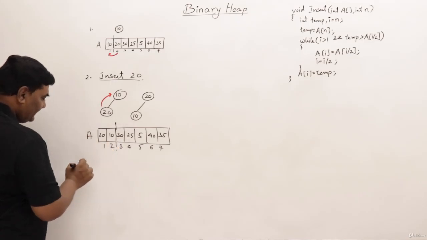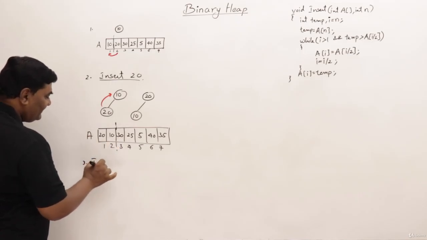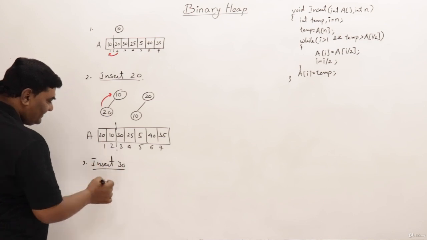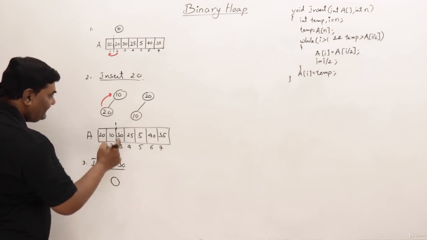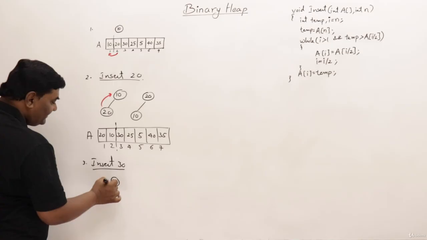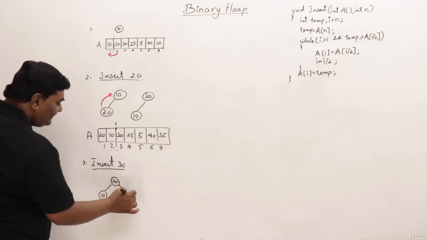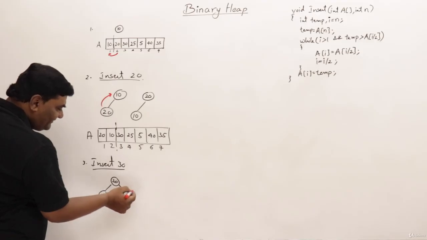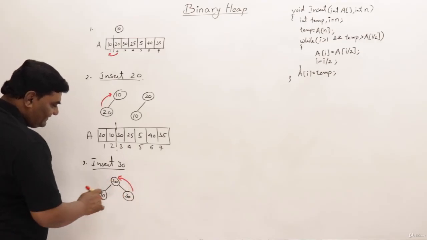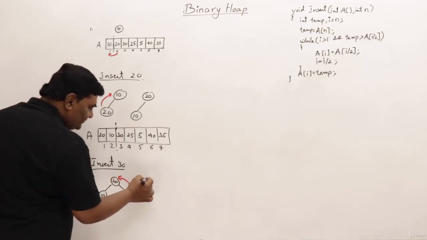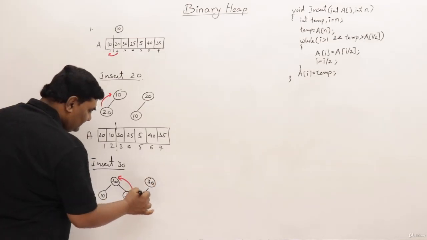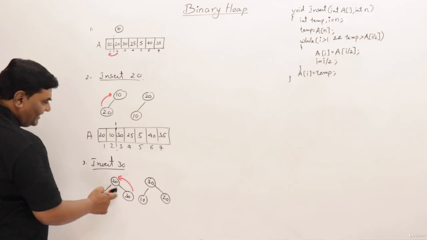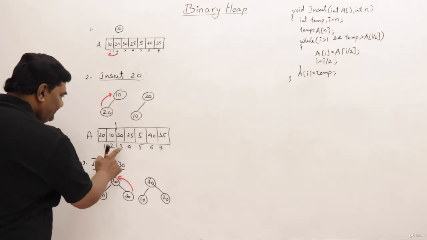Now the next element is 30. So third step, I will insert 30. Diagrammatically, how does it look? Right now the tree is 20, 10. So 30 is on this side, right? 30 is newly inserted. Compare with the parent. 30 is greater than the parent. So 30 goes to the parent's place and 20 will come in the place of 30. So this is moved or swapped. This has happened when we were inserting 30.